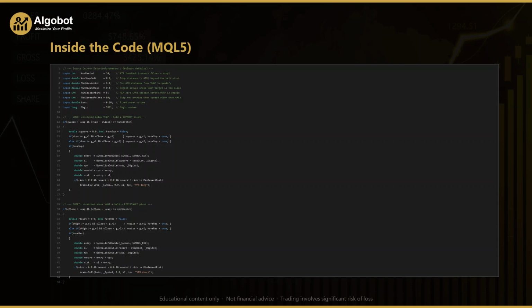If the close is above VWAP by at least the minimum stretch, and the bar's high poked a resistance pivot but closed back below it, the code reads the bid as the entry, places the stop just above that resistance, targets VWAP, and calls trade.sell once the reward to risk check passes. Both sides share the same clean structure.